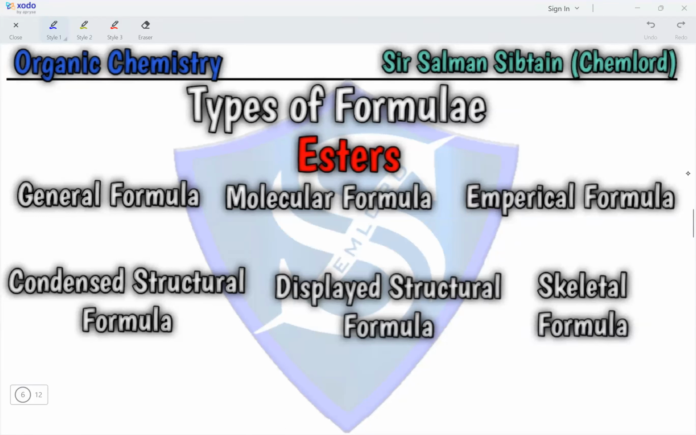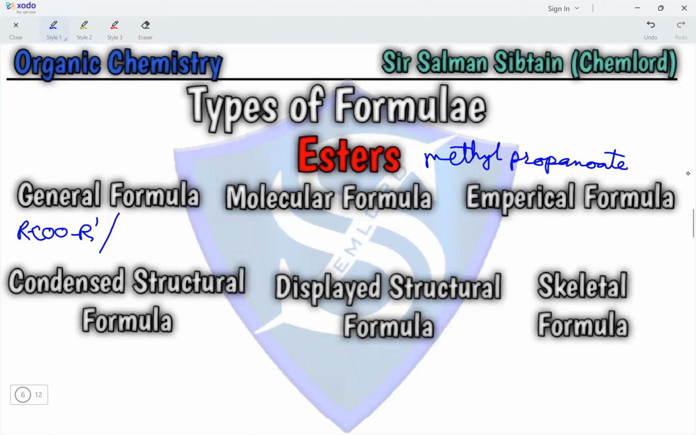Next, we'll be looking at the types of formulae of esters. A 4 carbon ester can be methyl propanoate. The general formula of esters is RCOOR', and we write R or R dash. R dash would represent a different R group, and if we just write R, it could mean that the R group on both sides of the C double bond O group is the same.